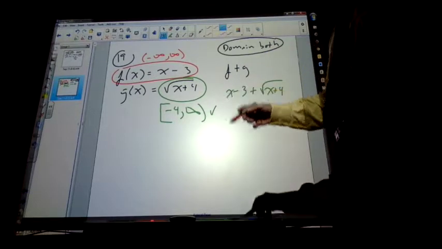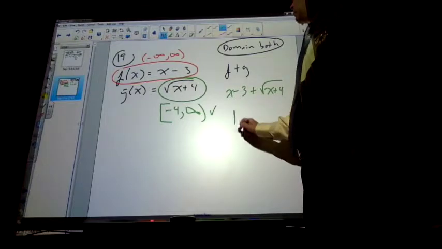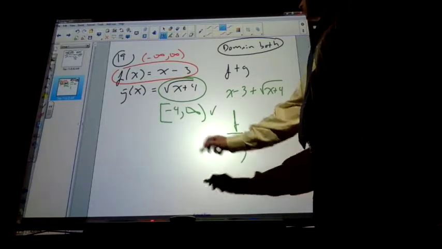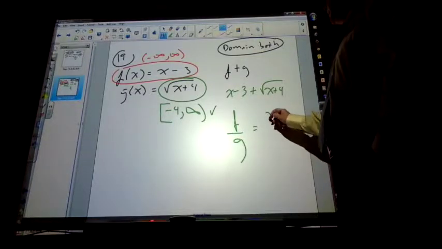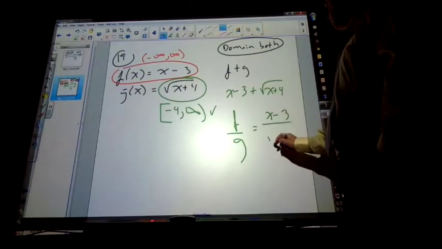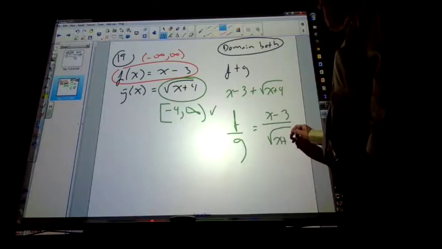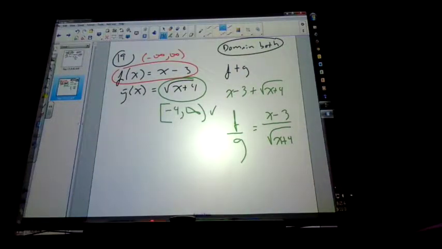If I divided them, this is going to be x minus 3 over the square root of x plus 4. Is the domain square bracket negative 4 to infinity?